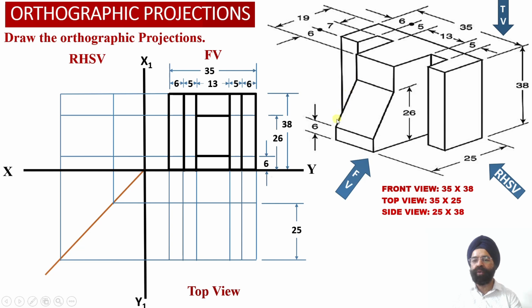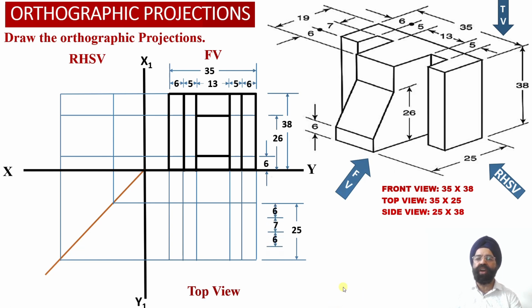Whereas corresponding to this inclined surface of element number 3, we will not be able to observe a true shape projection in the front view. Why? Because this surface happens to be inclined with respect to the vertical plane. So onto the vertical plane in the front view, we will obtain an apparent shape rectangular projection corresponding to this inclined surface of element number 3 over here. So this way we have been able to obtain the front view orthographic projection of the solid.